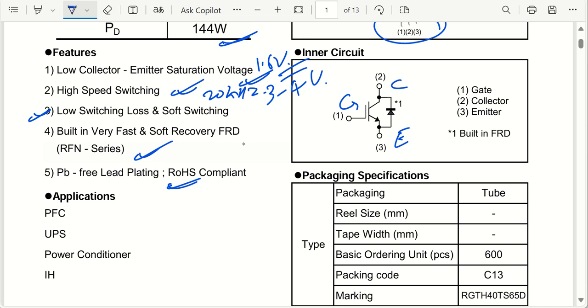Now, if you talk about a little bit of the applications recommended by the manufacturers, you can see we have power factor correction applications, we have UPS, that is uninterruptible power supplies, we have power conditioners, we have IH, that is your induction heating, and something like that. So pressure cookers, or induction heating cookers and all, these are being utilized a lot.